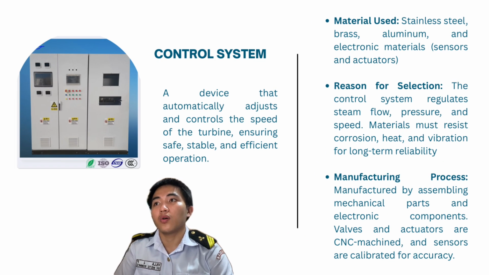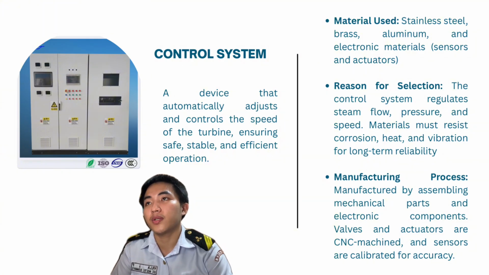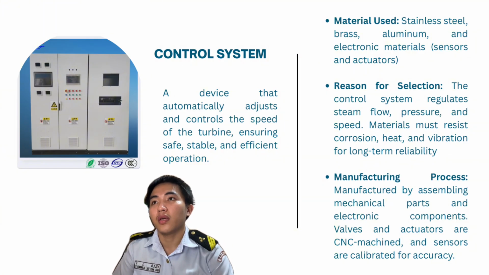Number 8, control system. A device that automatically adjusts and controls the speed of the turbine, ensuring safe, stable, and efficient operation. Material used: stainless steel, brass, and aluminum, and electronic materials, sensors and actuators. Reason for selection: the control system regulates steam flow, pressure, and speed. So materials must resist corrosion, heat, and vibration for long-term reliability.